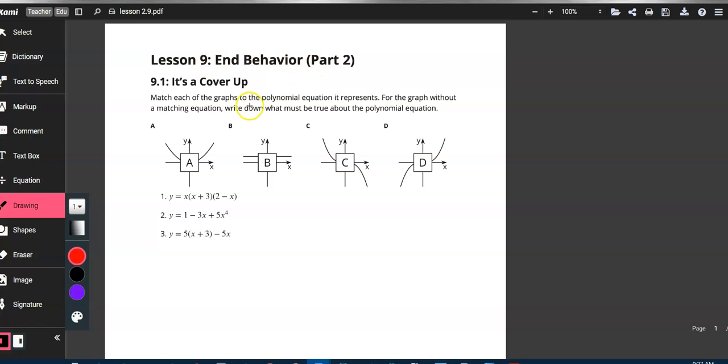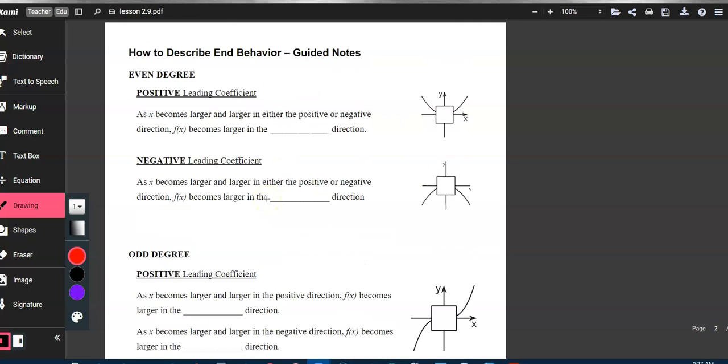And behavior part 2. This is the warm-up, but before I show you the warm-up, I want to explain this. These are like guided notes on how to describe end behavior. So this is what we talked about in the other slides.